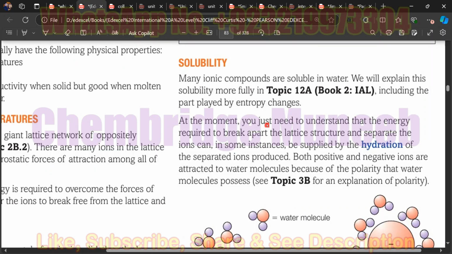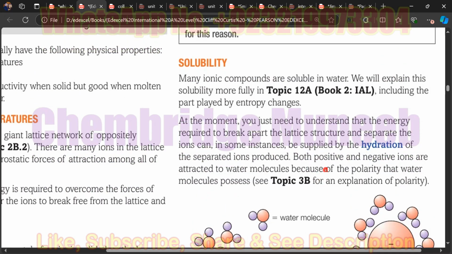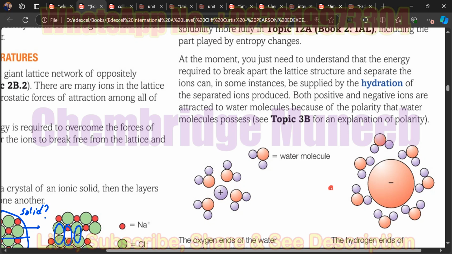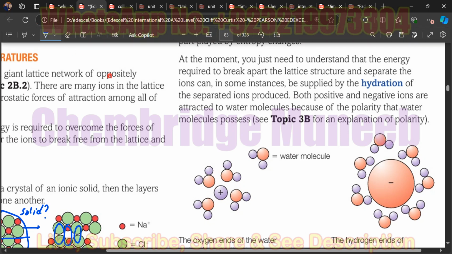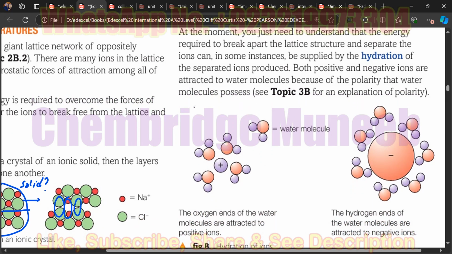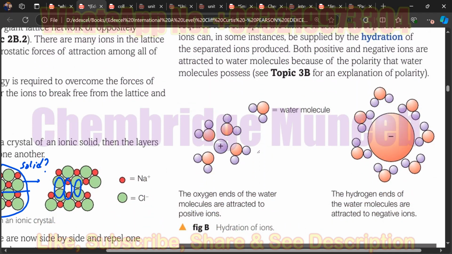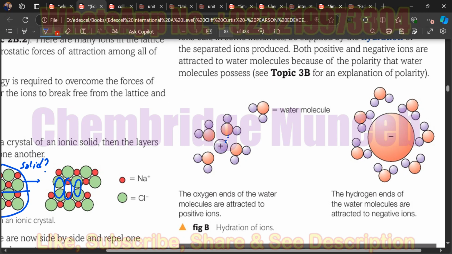Now this energy will be provided by the water molecules. If the water molecules are sufficient enough to break apart the ions, then as a result of this, the ionic compound will dissolve in the water. If the energy of water is strong enough, what is basically happening when the water molecules are splitting the ions? The water molecules are creating bonds with the ions.